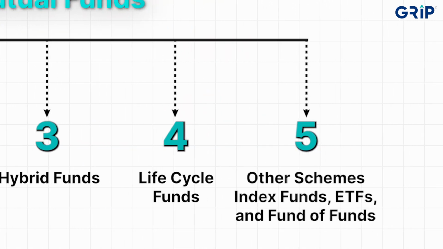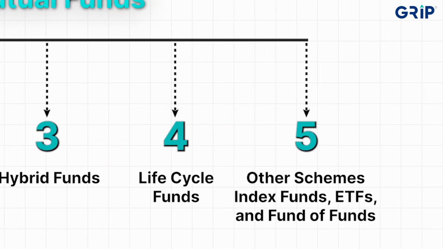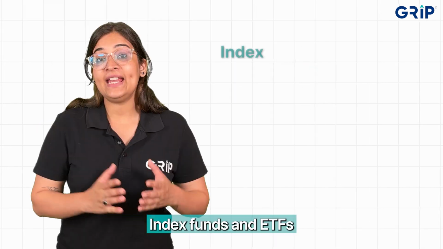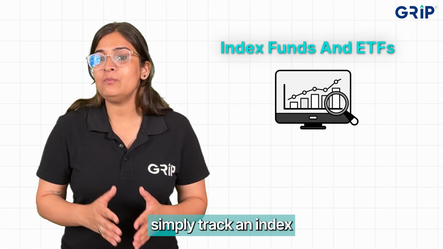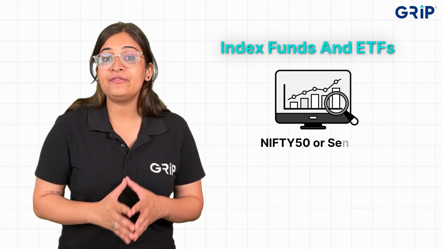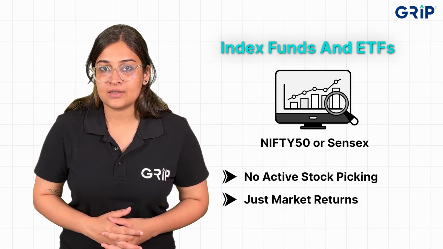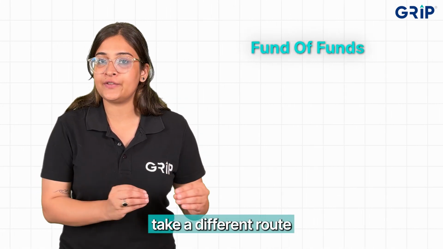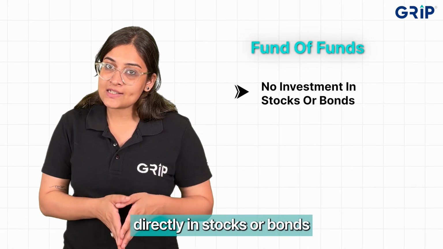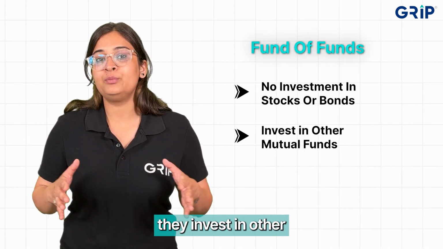Category 5. Other schemes. Index funds, ETFs, and fund of funds. Index funds and ETFs simply track an index like the Nifty 50 or Sensex. No active stock picking, just market returns. Fund of funds take a different route. Instead of investing directly in stocks or bonds, they invest in other mutual funds.